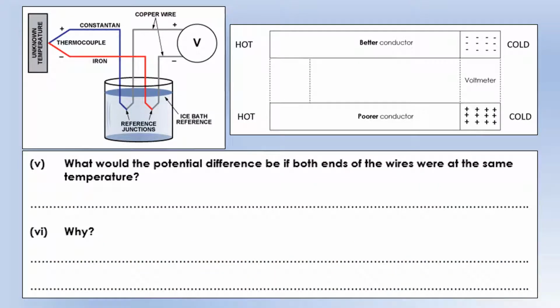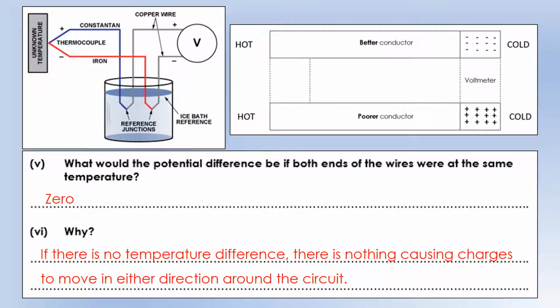So what would the potential difference be if both ends of the wire were at the same temperature? Well, again, it's going to be 0, because remember, it was our temperature difference that drives everything in our thermocouple. That's what gives us the potential difference, that's what gives us the electron diffusion. If there's no temperature difference, there's nothing to cause anything to happen. It's like having a circuit without a battery in it. No temperature difference, nothing happens, and you'd get a potential difference of 0 measured.